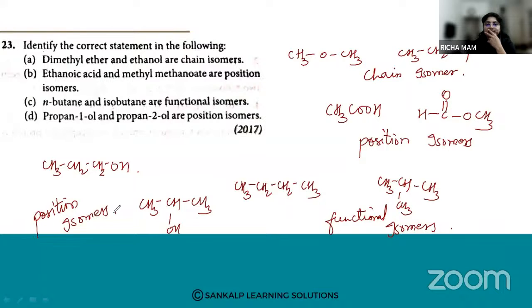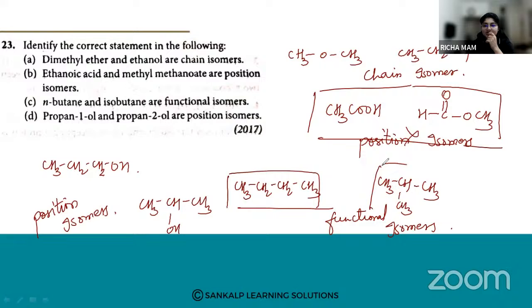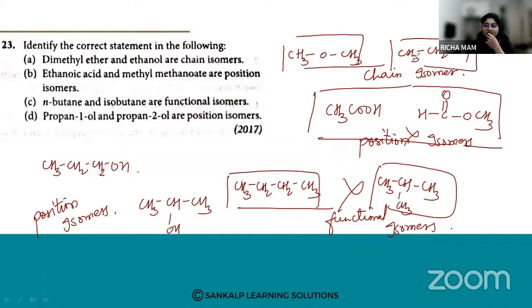Can anybody tell me which of the following is correct? Position isomers means there should be a change in position, but here you cannot see any change in the position. So CH3COOH, there is no change in position of any isomer. Then functional isomer: this is not a functional isomer, there is no functional group difference. Then your chain isomer: there is no chain involved here.